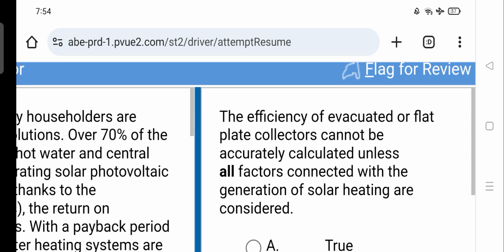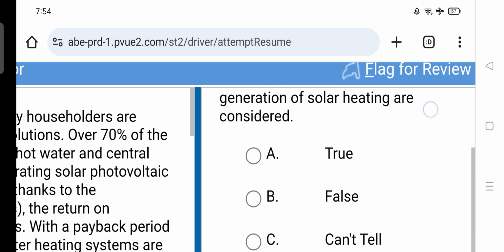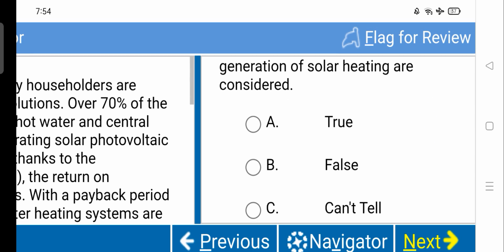The efficiency of evacuated or flat plate collectors cannot be accurately calculated unless all factors connected with the generation of solar heating are considered. Option A, true. Option B, false. Option C, can't tell.